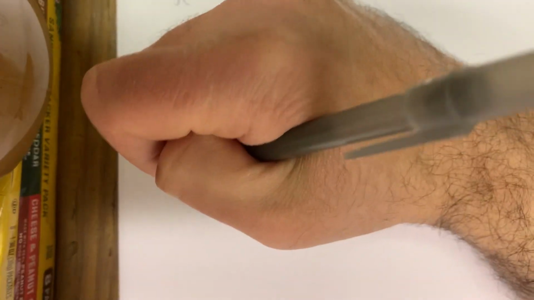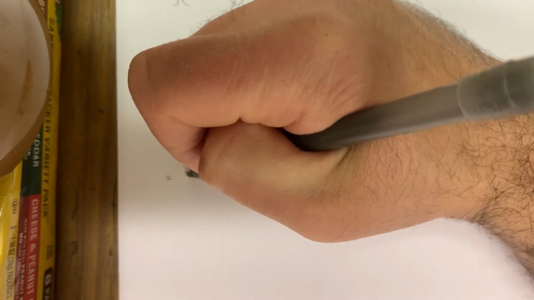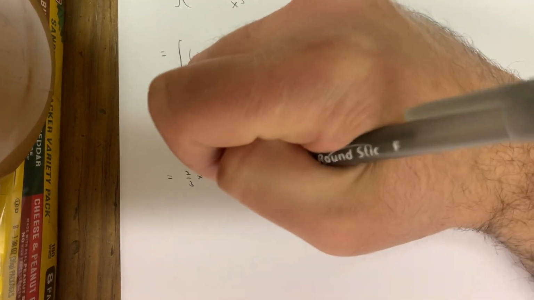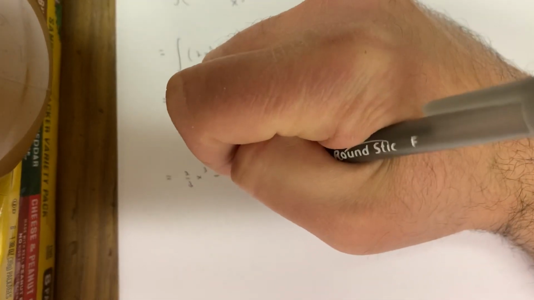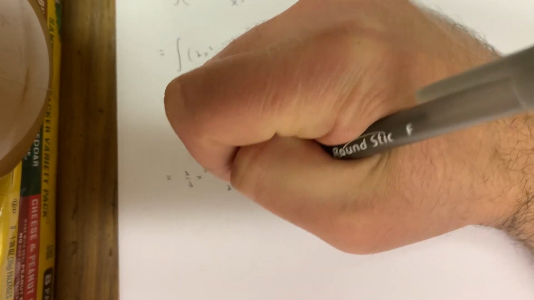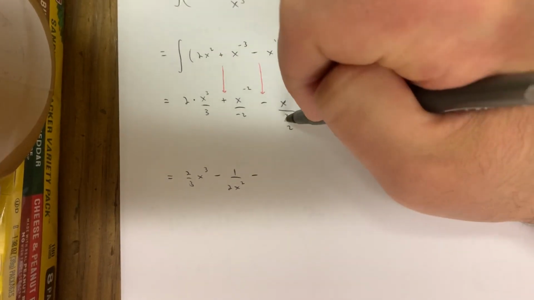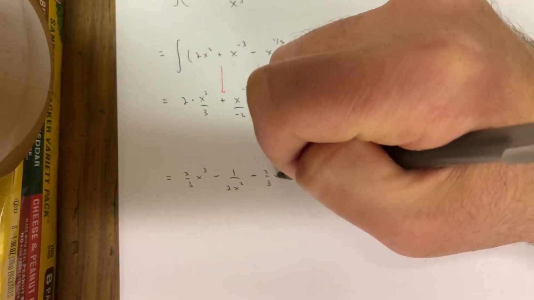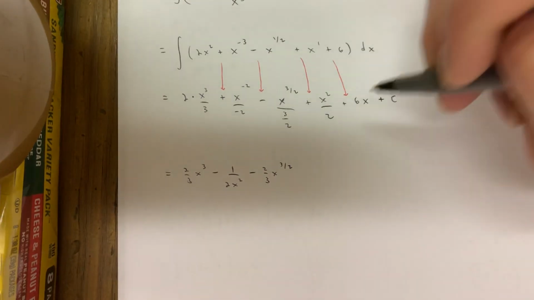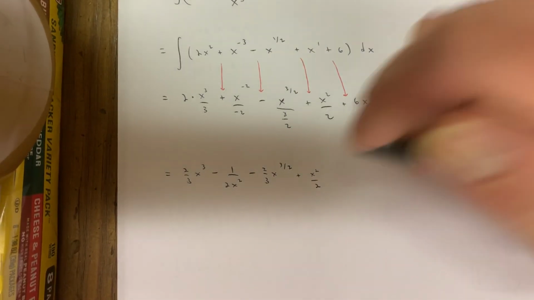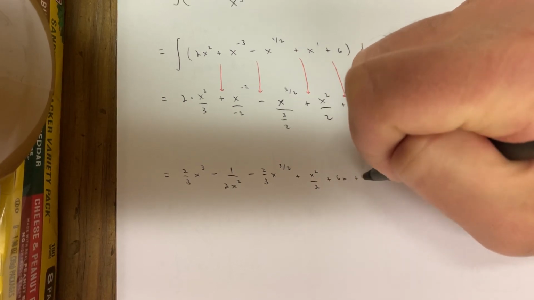So what we really have when we clean these things up is you can make this 2/3 x cubed, or you can make it 2x cubed over 3. It's the same thing. I'm going to make this plus a minus because I'm bringing that minus sign up. The 2 is going to stay downstairs. Bring down the x to the negative 2. He's now x to the positive 2. Leave a 1 upstairs. Minus, instead of dividing by 3/2, multiply by 2/3. Okay, plus, you could leave it as x squared over 2, or you can make it 1/2 x squared. That's up to you. Plus 6x plus c.